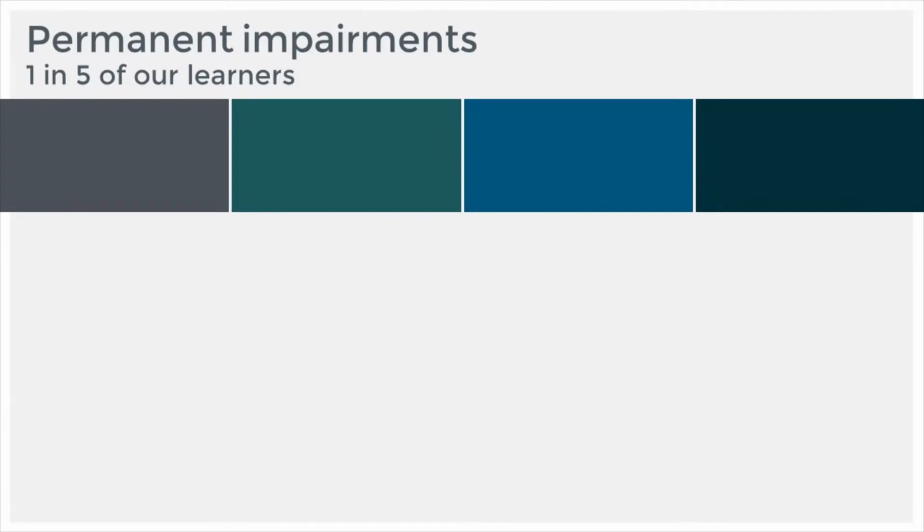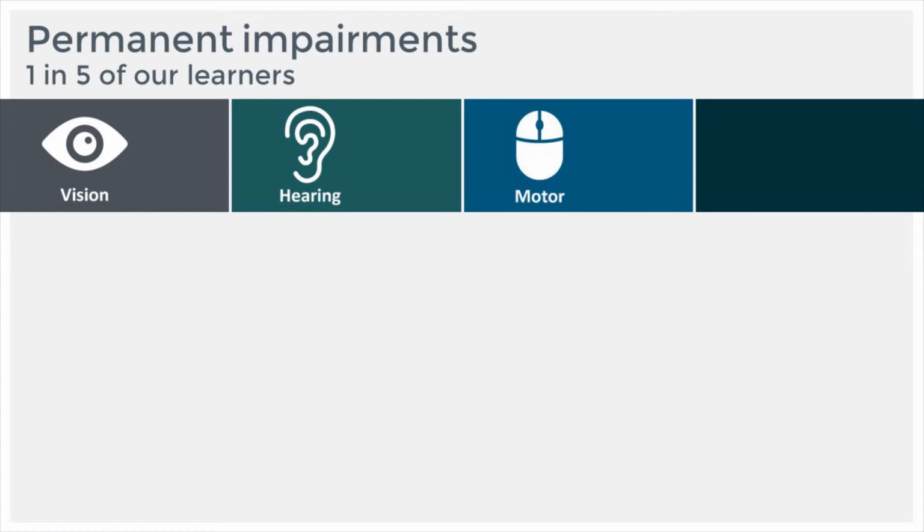We'll begin by having a look at the four main categories of impairment. The first is vision and the second is hearing. The third category is motor, and from a digital accessibility point of view, it's important to realise when we're thinking about motor impairments that we are considering users who cannot use a mouse and so navigate using a keyboard. Our final category is cognitive.